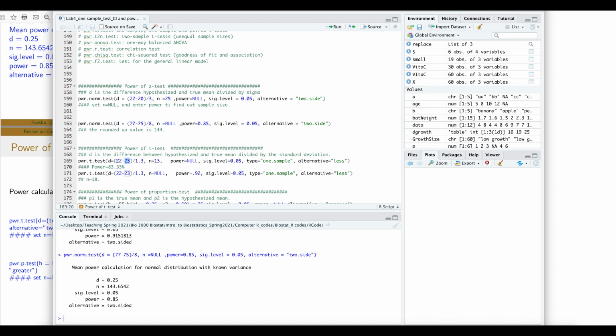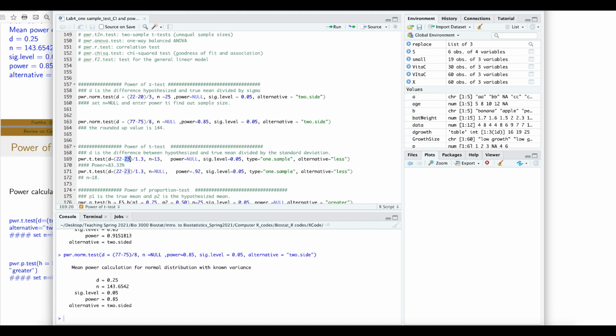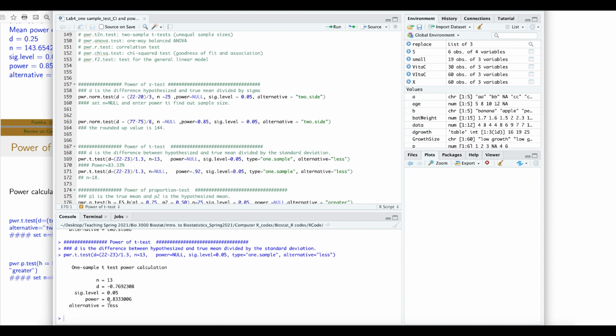Suppose that the true mean is 22 and the hypothesized mean is 23. Okay, and s is 1.3. This is just a random example I picked. And then n is 13. I'm just assuming that. If you run this, you will get the power is 83%. Okay.